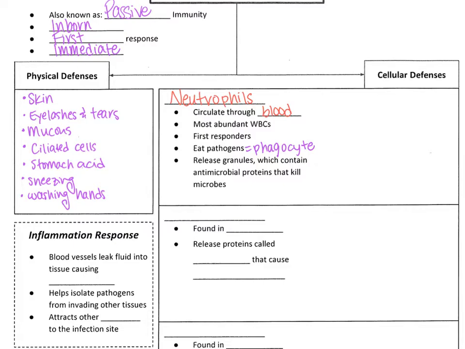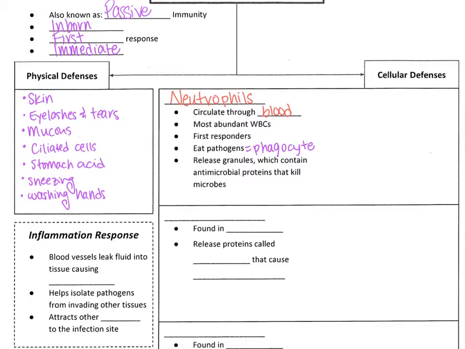The first cell we're going to learn about are called neutrophils. Neutrophils are really important because they circulate through the blood. There are more neutrophils than any other type of innate immune system cell. So they are the most abundant white blood cells of your immune system. They are the first responders. So as soon as you have a pathogen invading your bloodstream, they are there to initiate this response.